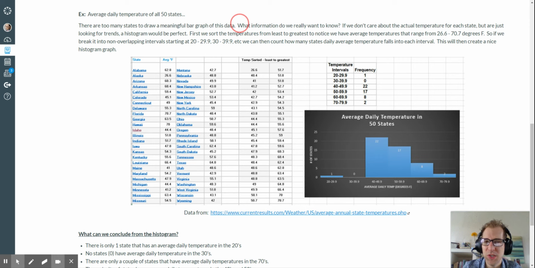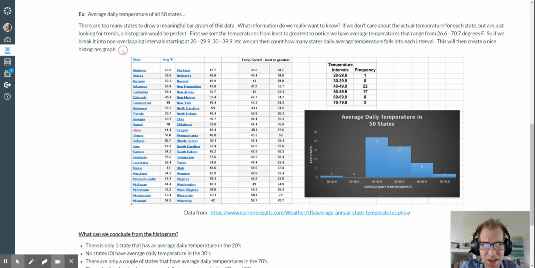Let's focus on what we want to know. What information do we really want to know? If we don't care about the actual temperature for each state, but are just looking for trends, a histogram would be a good choice. It'd be perfect. First, we sort the temperatures from least to greatest, and notice we have average temperatures that range from 22 to 70 degrees Fahrenheit. So let's use that as our lowest and our highest. Let's make intervals between about 26 and about 70.